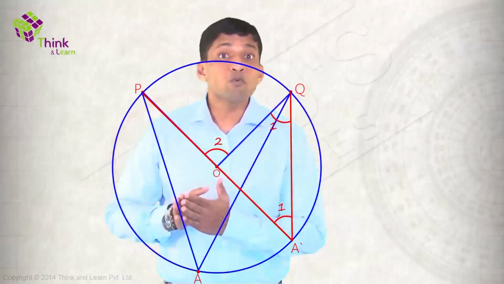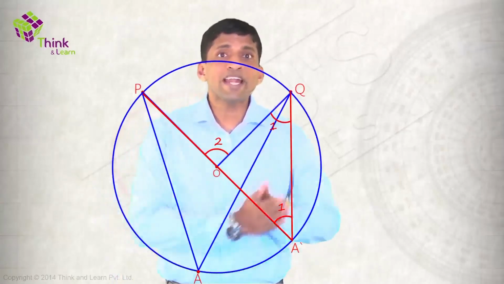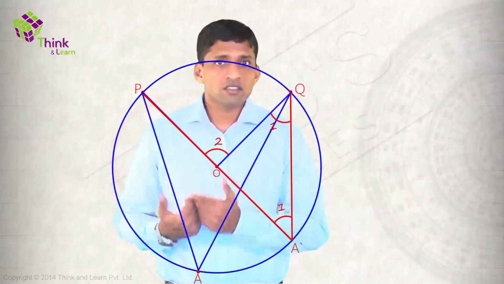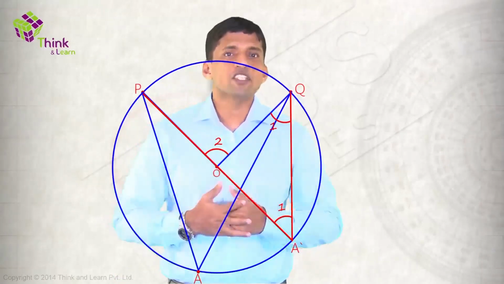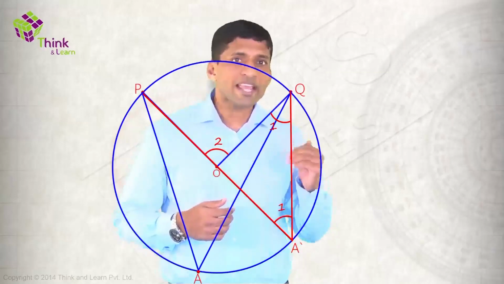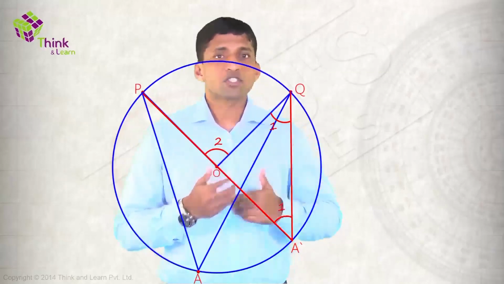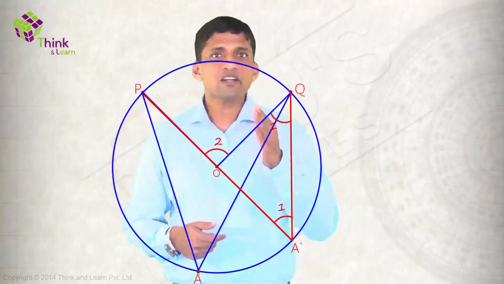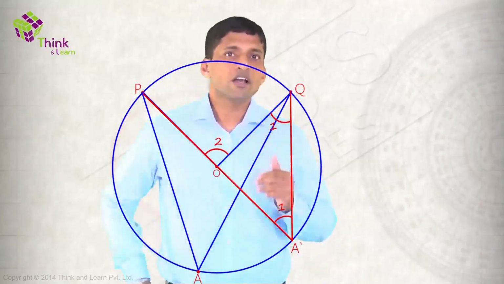And here we can move PA to PA dash because A and A dash are just 2 points on the remaining part of the circle. So whether I take A or A dash, the theorem is still applicable. That's why we can have this movement and relate to 2 by 1 in a very simple manner. We'll end up getting a lot more interesting properties.